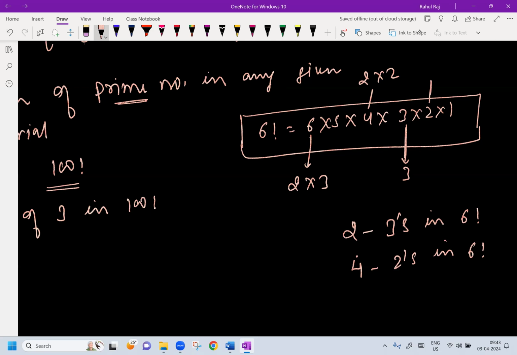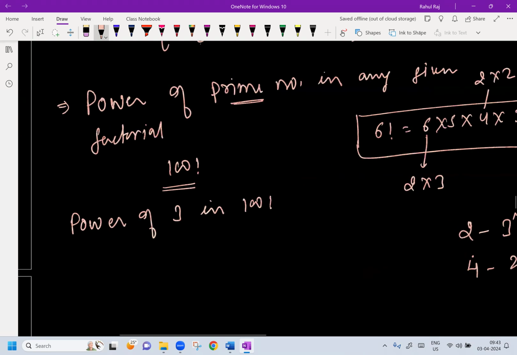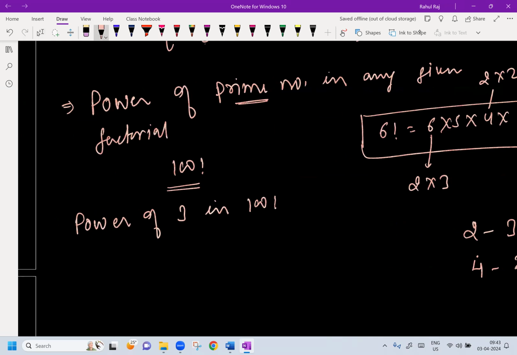But now this is a small number. You can count it off. Can I ask you how many 4s are there? I can't ask you this because 4 is not a prime number. Technically, we can ask a question about the power of a prime number in any given factorial, but it should be a prime number. I can't ask you how many 4s are there because 4 is not a prime number. I can ask you how many 5s are there. I can ask you how many 7s are there.